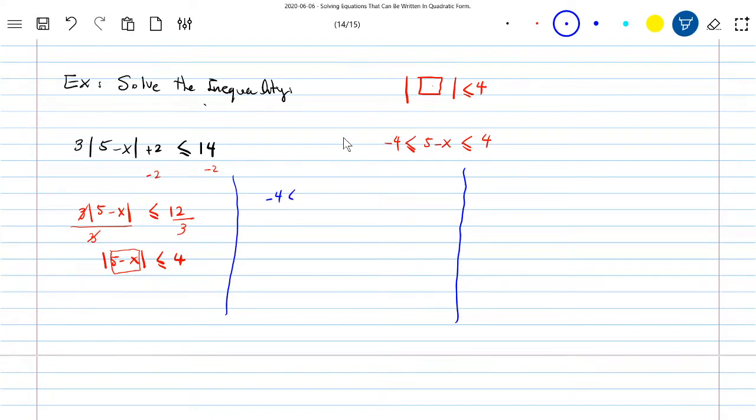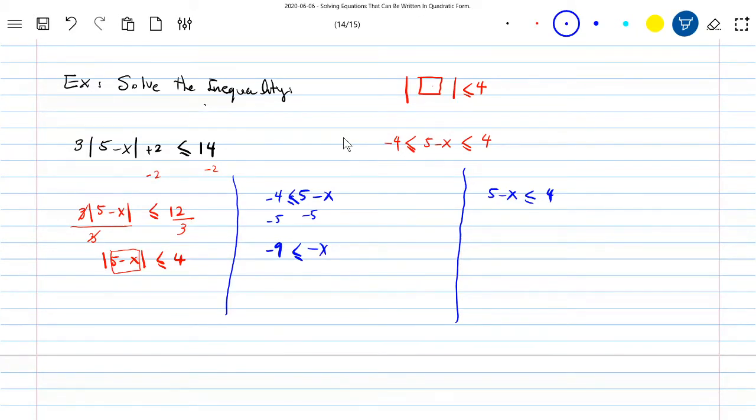-4 less than or equal to 5 minus x. There is a shortcut, but I want you to do it step by step. This way you do not make mistakes. 5 minus x less than or equal to 4. Okay, subtract 5 from both sides. Subtract 5, subtract 5. What do I get on the left side is -9 less than or equal to -x.